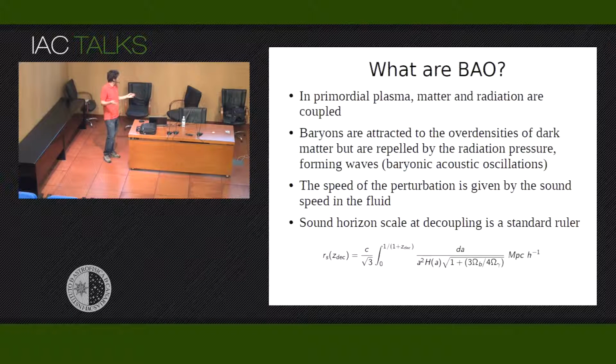As any wave in a fluid, the speed of the perturbation is given by the sound speed. This sound speed is a function of cosmological parameters until the decoupling of matter and radiation that we see in the CMB, when this perturbation freezes and the sound horizon scale becomes a standard ruler. It means that a perturbation that exists in a distribution of matter will only grow because of the expansion of the universe.